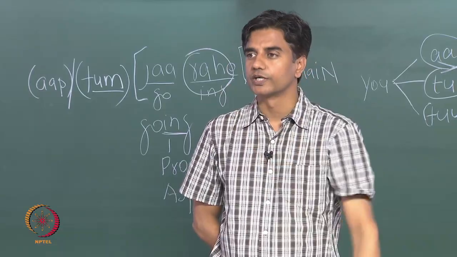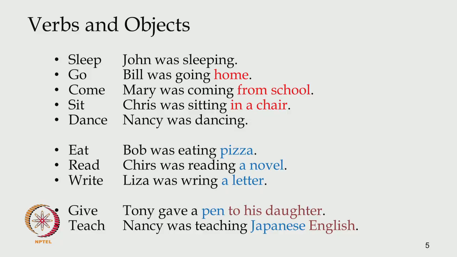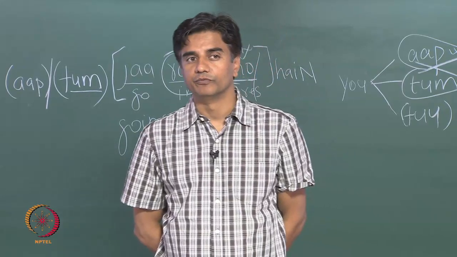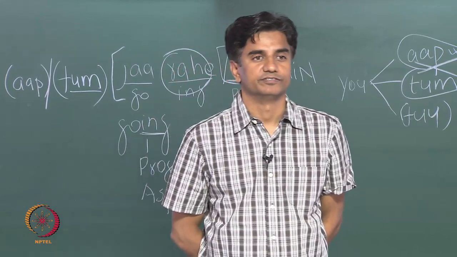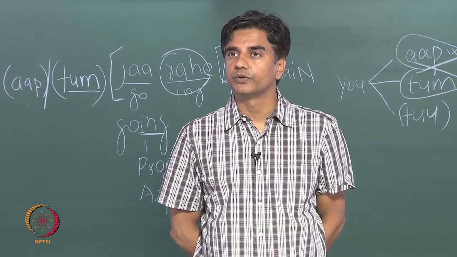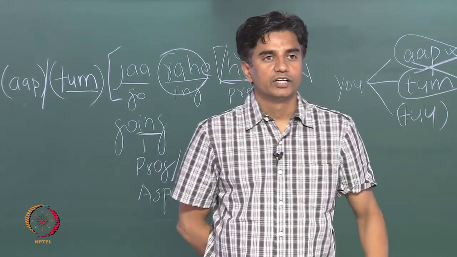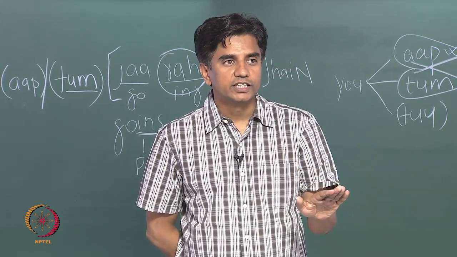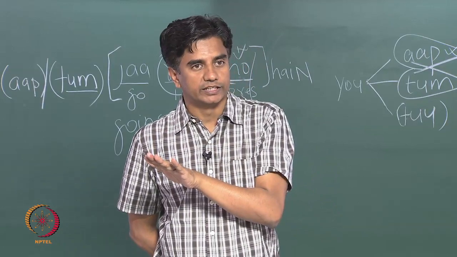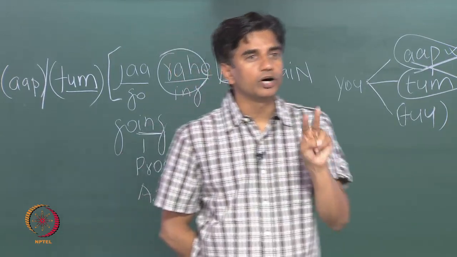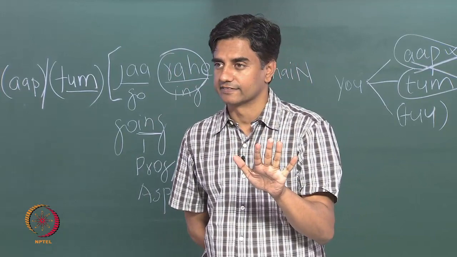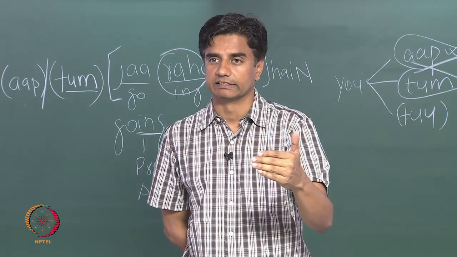And the last two examples are examples of ditransitive verbs where you have two objects. Again, a sentence is not complete without both the objects. So we can say Tony gave a pen to his daughter. Pen is also an object. To his daughter is another object. Both the objects must be present in the sentence for the sentence to be complete.